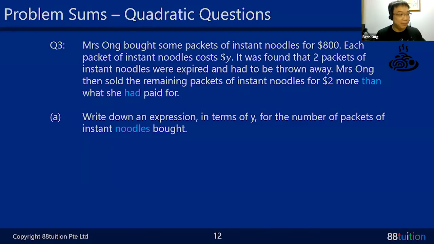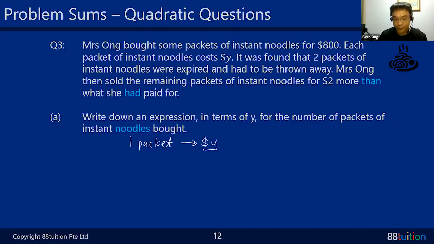Okay, so this one is a little bit of a storyline one. Mrs. Ong bought some packets of instant noodle for 800 dollars. How many packets? I don't know, but some. Each packet of noodles costs Y dollars. So one packet of noodles costs Y dollars. I can actually write this as my clue first. One packet of instant noodle is Y dollars.